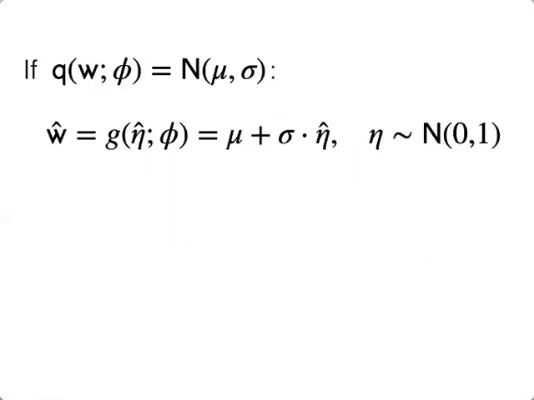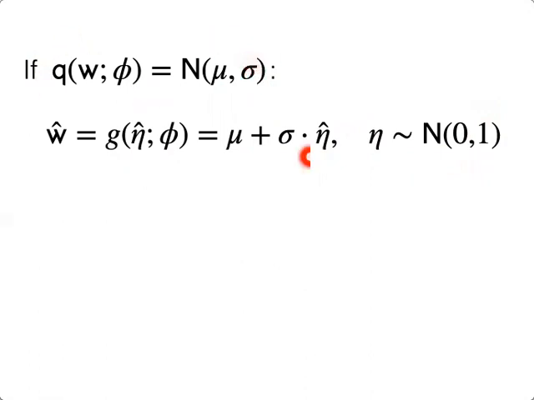And so for particular examples, say if our Q distribution is normal, we can use the normal's location-scale form to define this G function. G here would be the normal mean plus its standard deviation times eta, where eta is drawn from normal 0, 1. And so this transformation makes eta equivalent to this Q here.